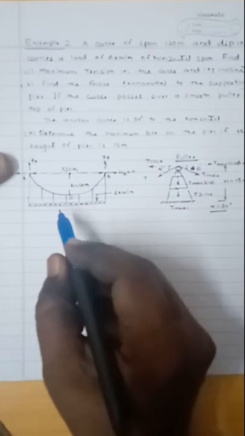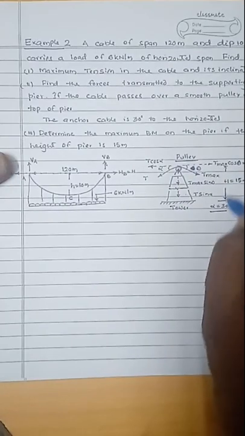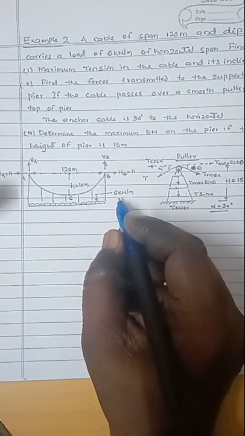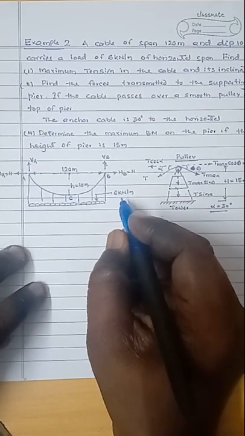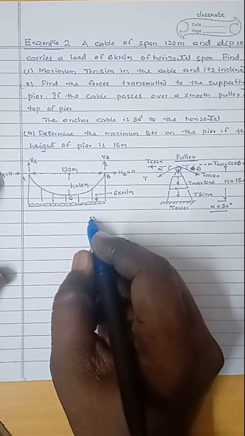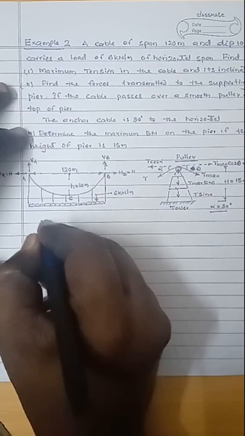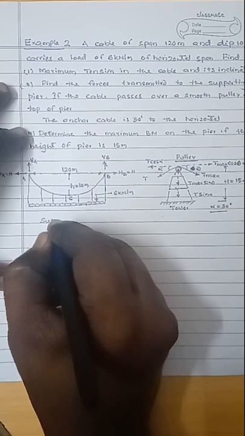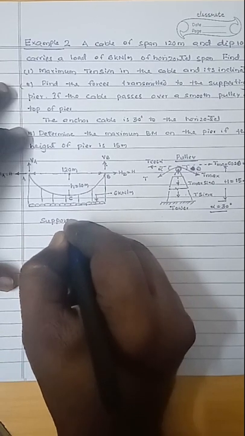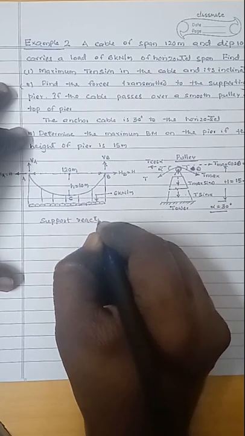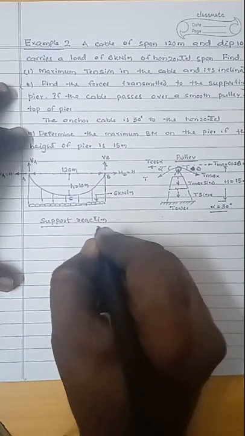Determine the maximum bending moment on the pier. The height of the pier is given as 15 meter, with the UDL of 6 kilonewton per meter acting over the entire span in the horizontal direction. First we have to calculate the support reactions by applying the equilibrium equation.